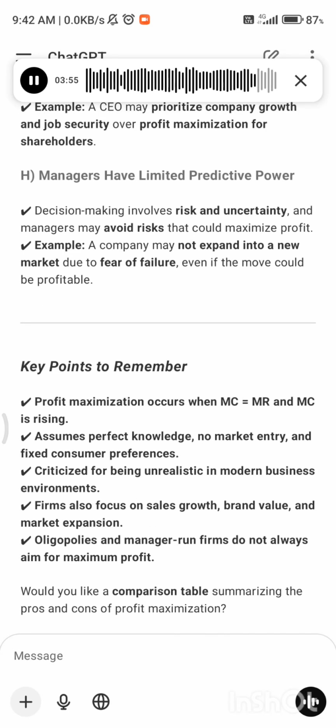Profit maximization occurs when MC equals MR and MC is rising. Assumes perfect knowledge, no market entry, and fixed consumer preferences. Criticized for being unrealistic in modern business environments. Firms also focus on sales growth, brand value, and market expansion. Oligopolies and manager-run firms do not always aim for maximum profit.